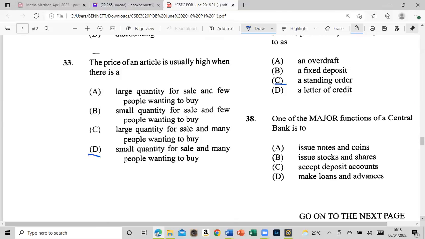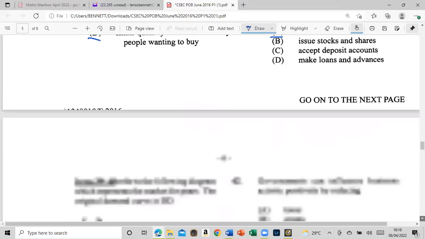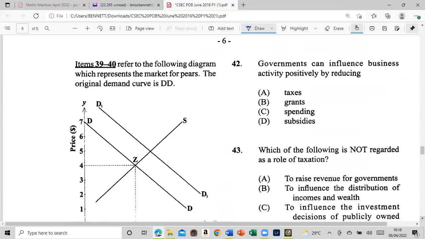Let's move on to 38. One of the major functions of a central bank is to A, issue notes and coins, issue stocks and shares, accept deposit accounts, make loans and advances. And that is definitely issue notes and coins. Think about the central bank. The bank is running out, and it's coming with some fresh new money. That's the central bank for you, all right? So that is one thing you can remember.